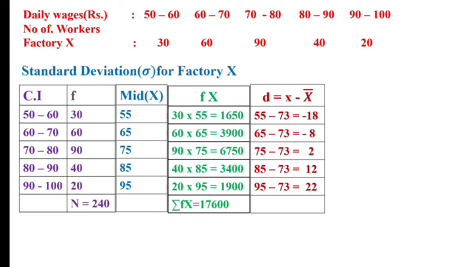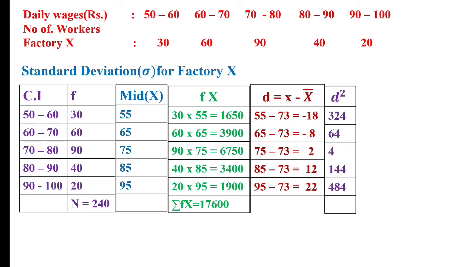Now we find the deviations. 55 minus 73 equals minus 18. 65 minus 73 equals minus 8. 75 minus 73 equals 2. 85 minus 73 equals 12. 95 minus 73 equals 22. Then the square of d: 18 squared is 324, 8 squared is 64, 2 squared is 4, 12 squared is 144, 22 squared is 484.